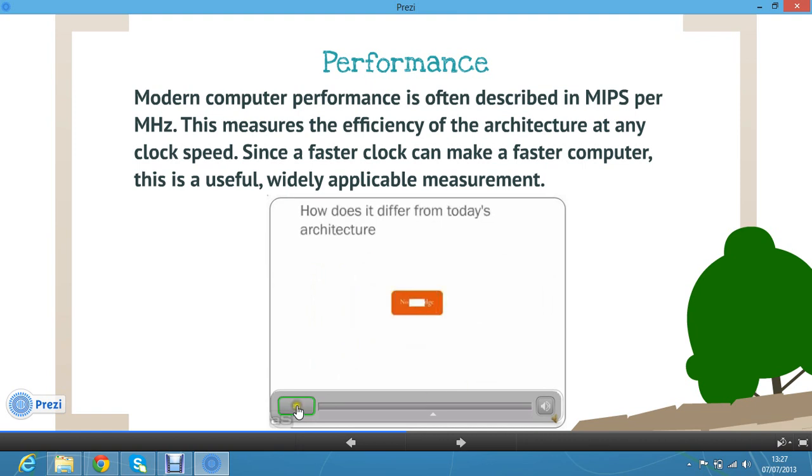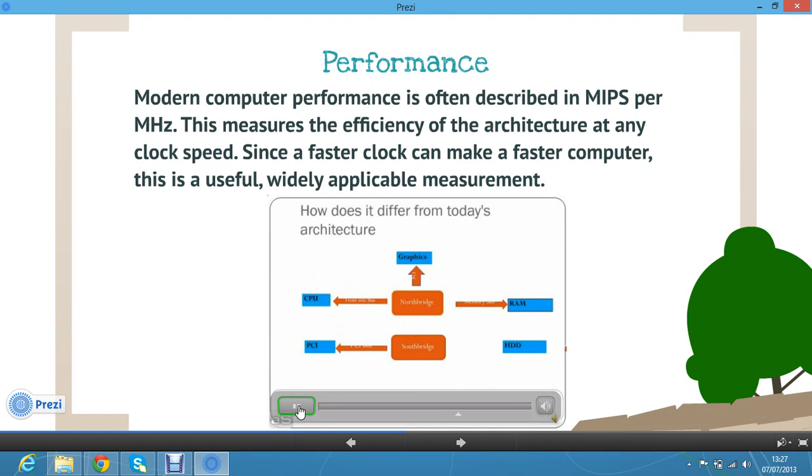How does it differ from today's computers? Today's architecture has some additional components, namely the North Bridge and South Bridge. The North Bridge is responsible for very fast processes between the CPU, RAM, and graphics output. The South Bridge is responsible for the slower processes: reading and writing to the hard disk drive, input and output from mouse and keyboard, and communication with other devices like sound cards and network interface cards.